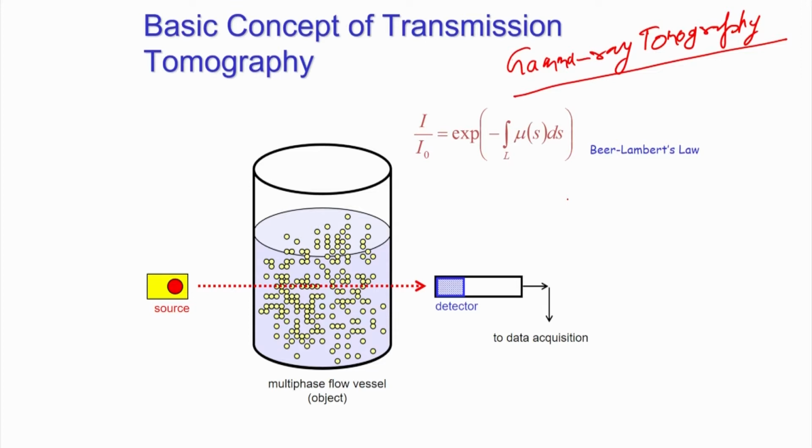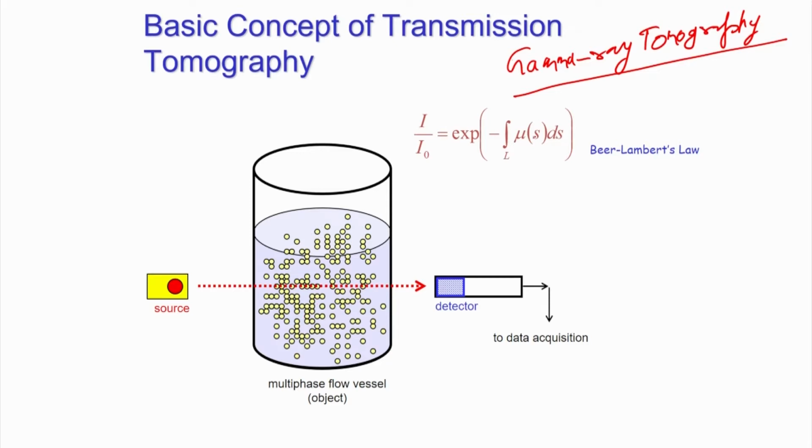Now we know that this mu L, whatever you are measuring, suppose this source, will be measured along a particular chord length or a particular line, and that's why we do the line integral, where ds is the distance between the source and detector, or the chordal distance. If the detector and source are kept in the atmosphere, that attenuation is going to be negligible.